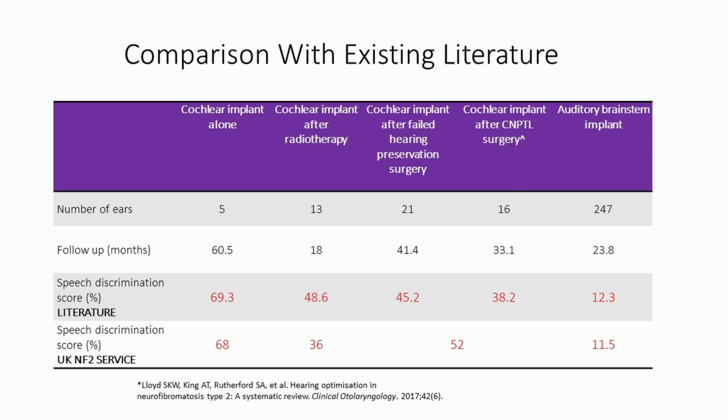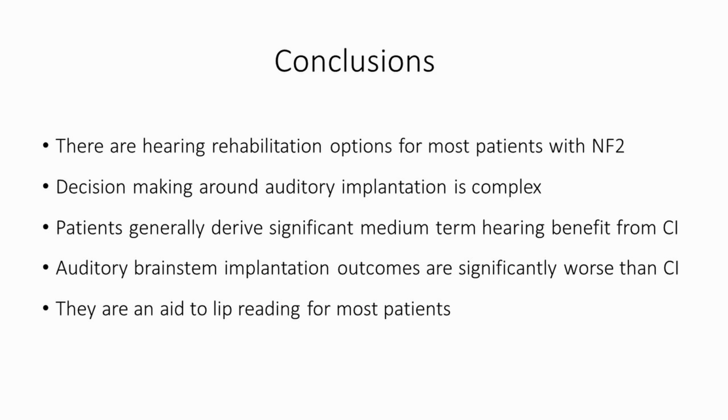Okay, next slide. So just to summarize, we are very fortunate in the current climate that we're able to offer hearing rehabilitation options for most of our NF2 patients, some of them better than others. But the decision making around implantation is complex, and we will always try and achieve the best possible outcome for our patients. But sometimes our hand is forced and we have to resort to brainstem implantation, which does only have quite limited outcomes. Okay, thank you very much.